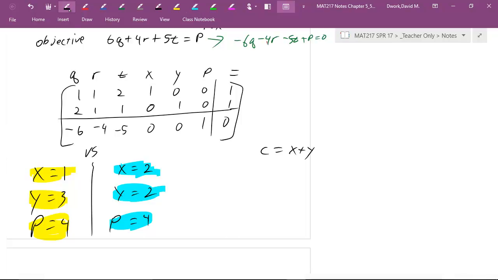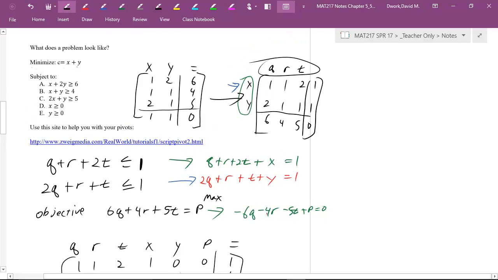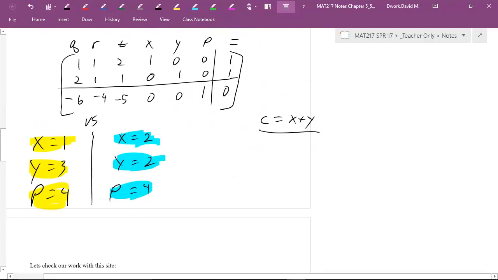So is that okay? We have two different answers. I wrote our original objective equation off to the side to remind you what we're talking about. Our original goal was to minimize c equals x plus y. So if I substitute in 2 and 2, 2 plus 2 makes 4, or 1 plus 3 makes 4. So this problem actually has two different solutions.